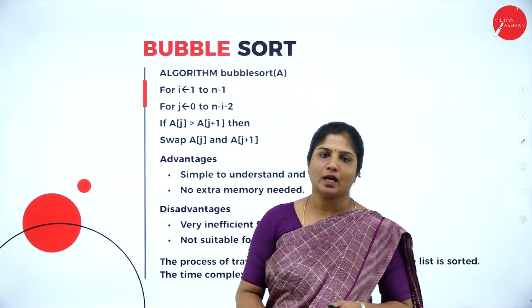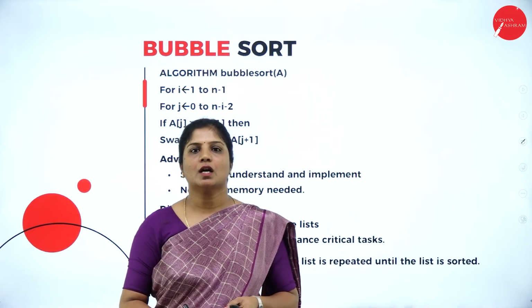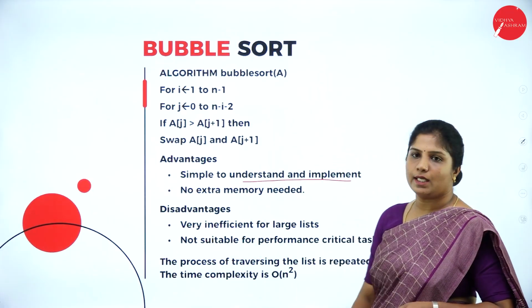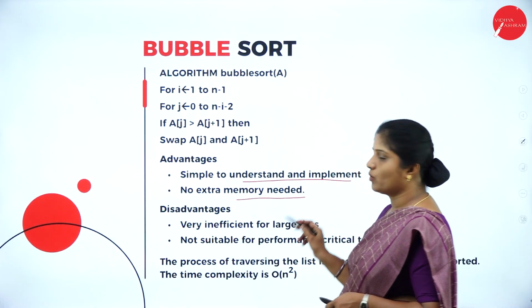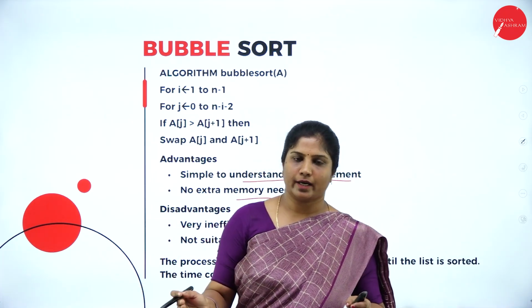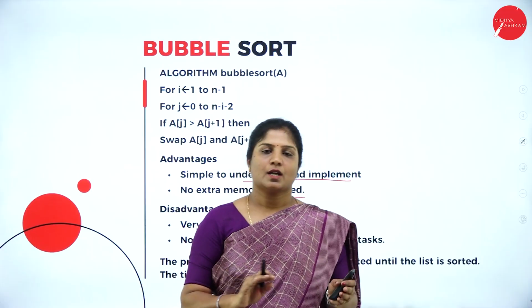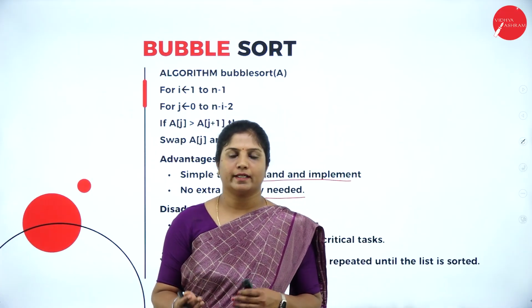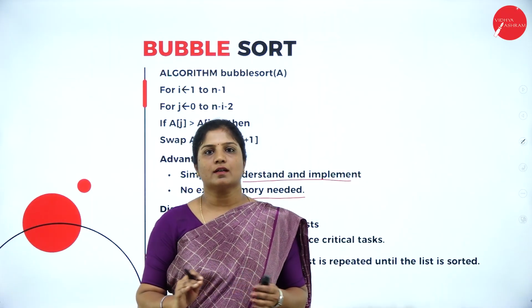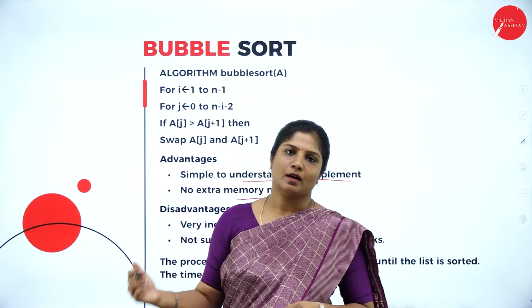Now we look into the advantages and disadvantages of the bubble sort. So what are the advantages? It is simple to understand and implement. No extra memory is needed. It only searches within the adjacent numbers in the array, whether one is greater or lesser, and it is going to swap within the array. So extra memory is not required in the bubble sort.